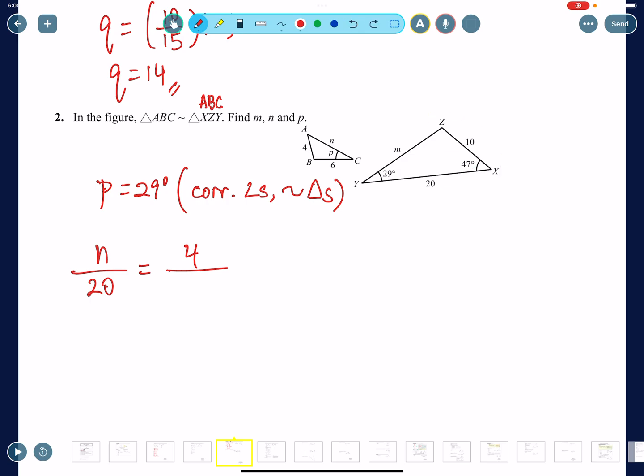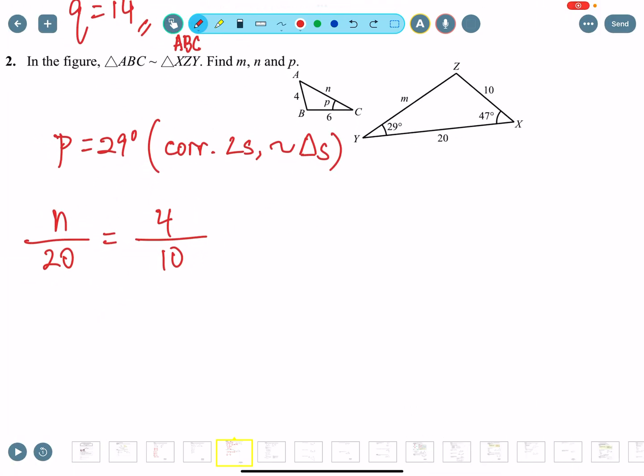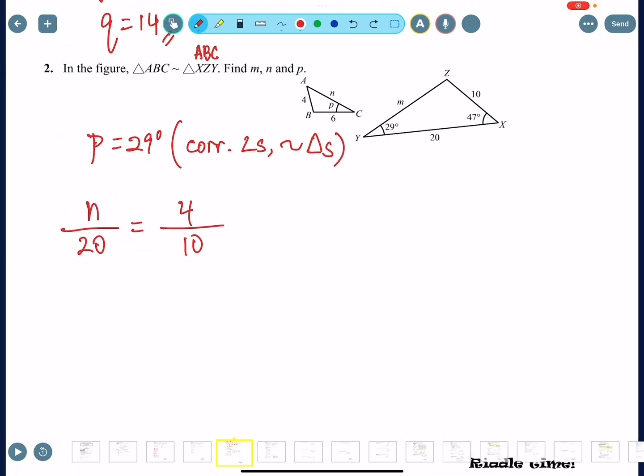XZ is 10. Now, another way to think about it, never mind. Yeah, just go for this way. Because one way of thinking about it is the largest number and the largest number together. But since two numbers are missing, you're not sure, and it's not good to guess. So it's actually 4 over 10.